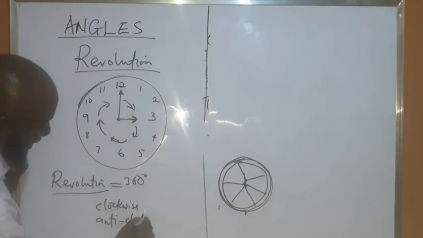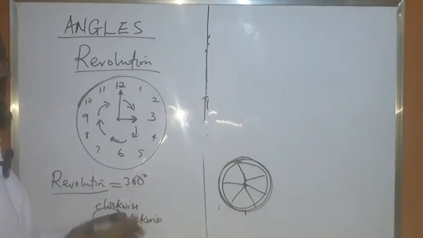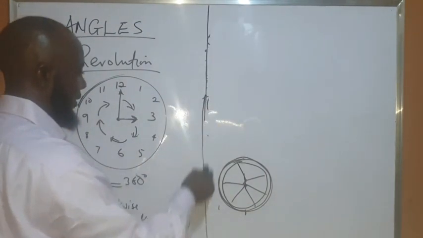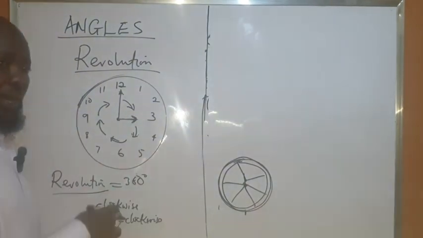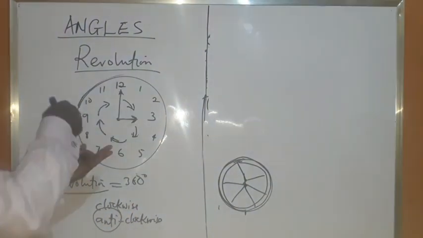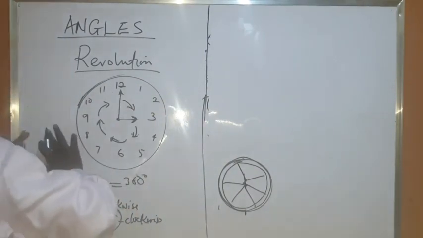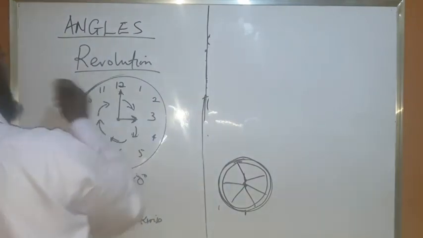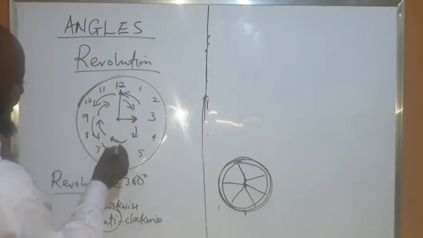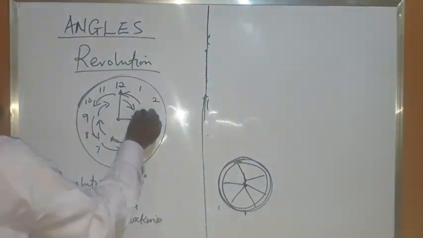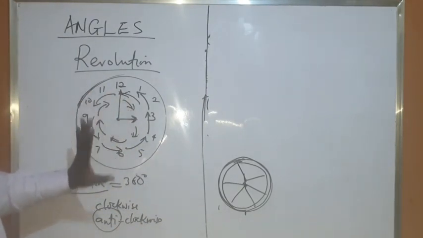Anti-clockwise. Anti means against. In English, anti means against. If I say anti-terrorist, it means against terrorist. Anti-clockwise, against the clock. That is, you are moving in the reverse direction of the clock. So instead of moving from left to right, you are now moving from right to left. That is against the clock, like this. I hope I'm making sense. You are moving this way. This is what is referred to as anti-clockwise. So all these things are what we're going to be looking at.